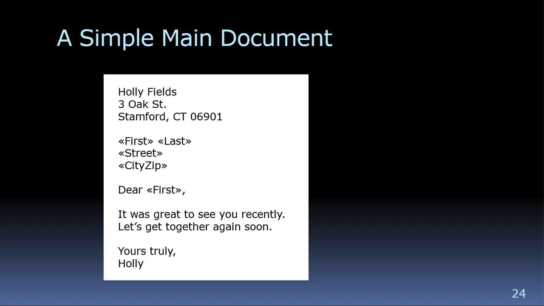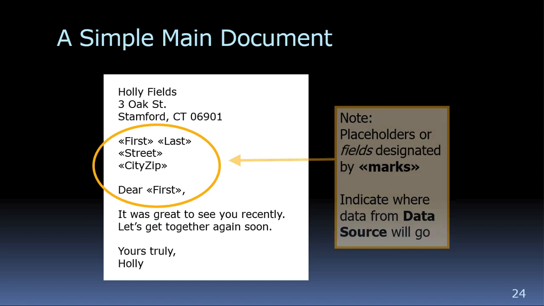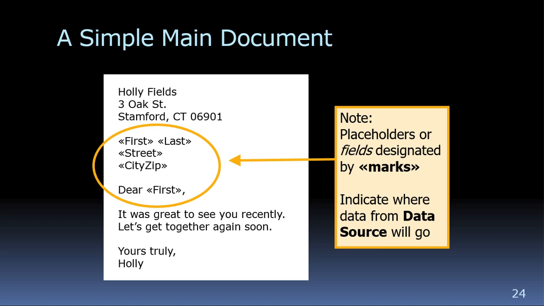A simple main document looks like this, and has these codes here. These codes basically indicate where Word will put certain information, where it'll put the first name, where it'll put the last name, and various things. And what Word will do is it'll put those codes in for us pretty much automatically.